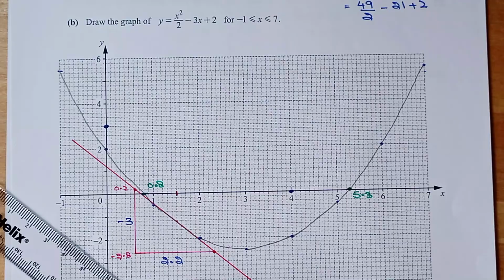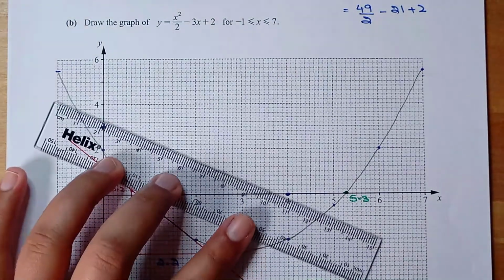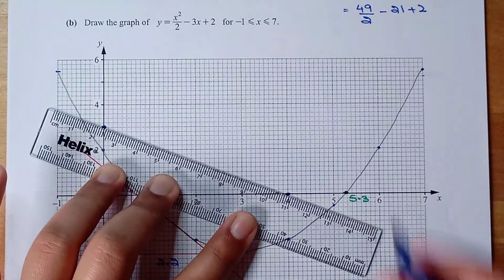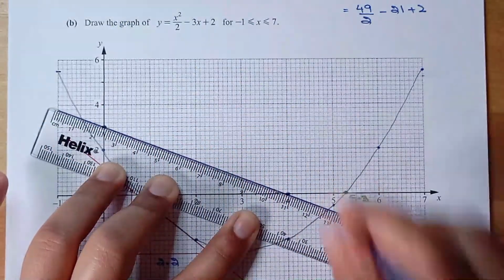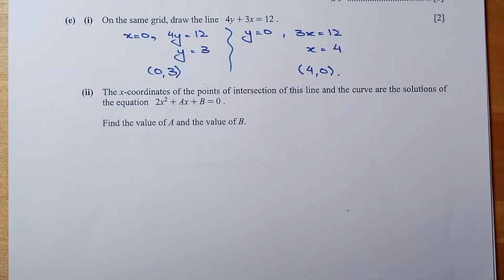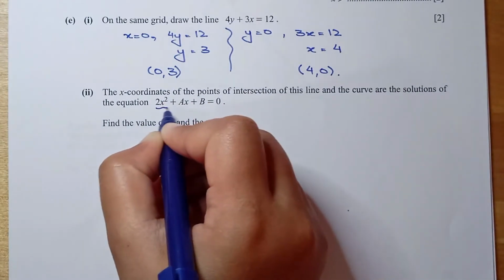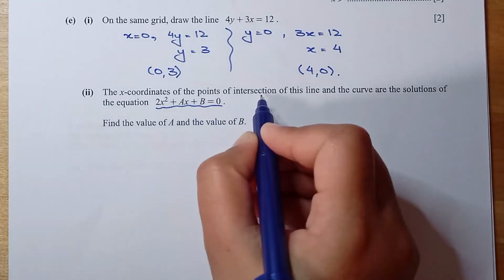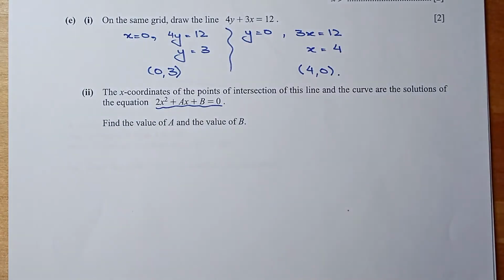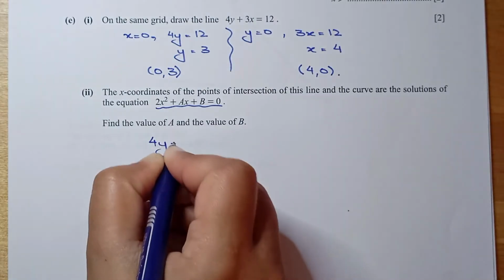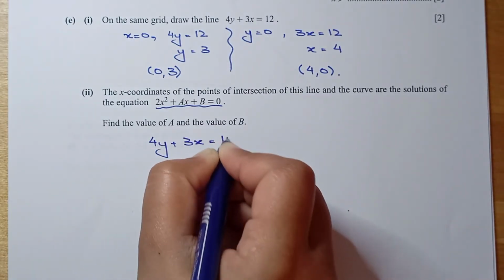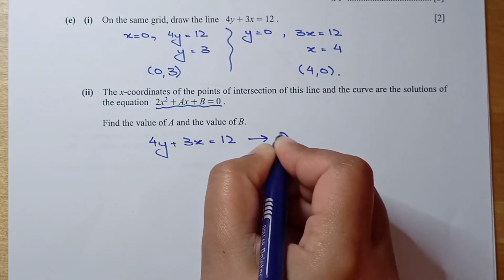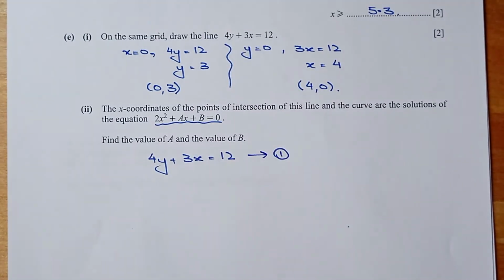Let me connect these 2 points. We will get the line. The x-coordinates of the points of intersection of this line and the curve are the solution of the equation. For this equation, find the values of a and b. Okay, point of intersection for the line and the curve. So the line we have been given in this part is 4y plus 3x equals 12. This is a line, we can say this is equation 1, and the curve we were given in the first part.